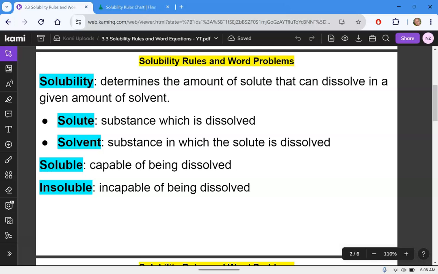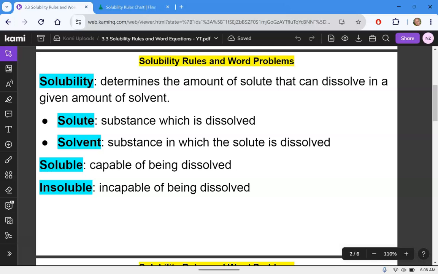Solubility determines the amount of solute that can dissolve in a given amount of solvent. So we have a solute and a solvent. Solvent might be a word that you've heard before. It's used a lot in cleaning supplies. A solvent dissolves or busts grease and grime. So a solute is what's being dissolved. The solvent is what's doing the dissolving. Like Kool-Aid, for example, the powder is our solute. The water is the solvent.